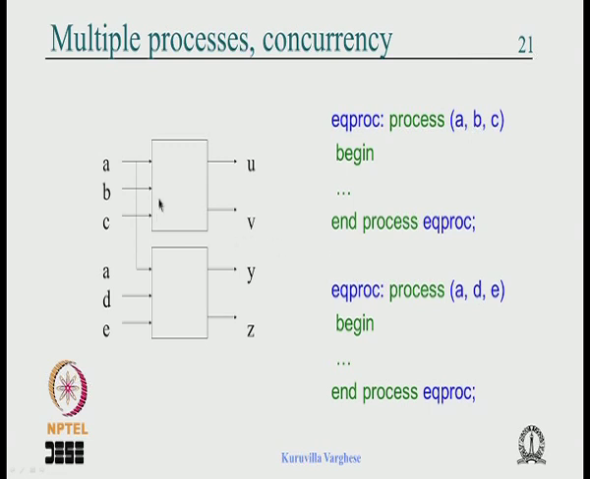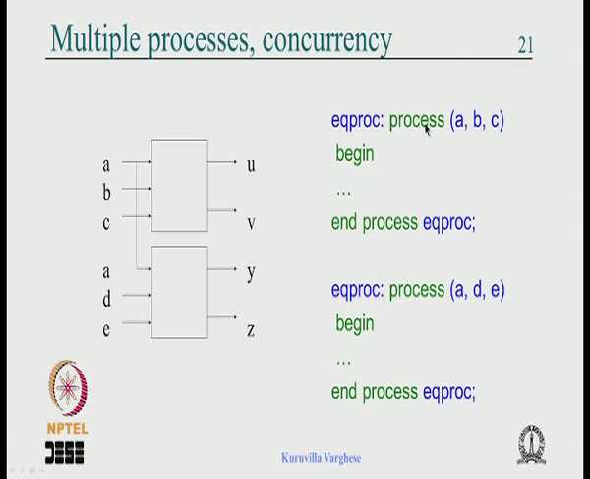Now when you say you have two blocks like this, say one block takes the inputs A, B and C and produces outputs U and V, and another block takes the same A and D and produces outputs Y and Z. Now you can write a process for this, like I am trying to show. EQ process maybe 1, because I have used the same label twice, which is not correct. So this has to be corrected: maybe there is a 1 here, and a 2 here.